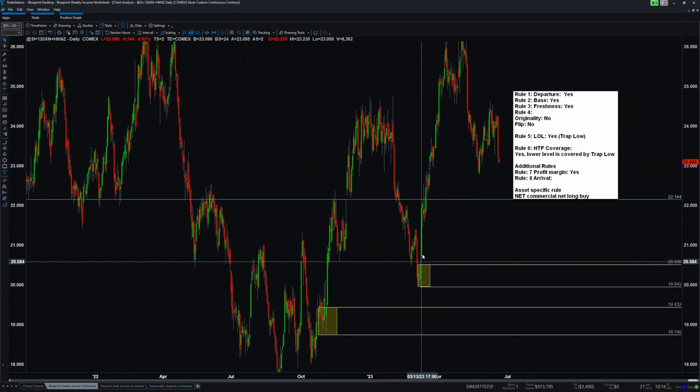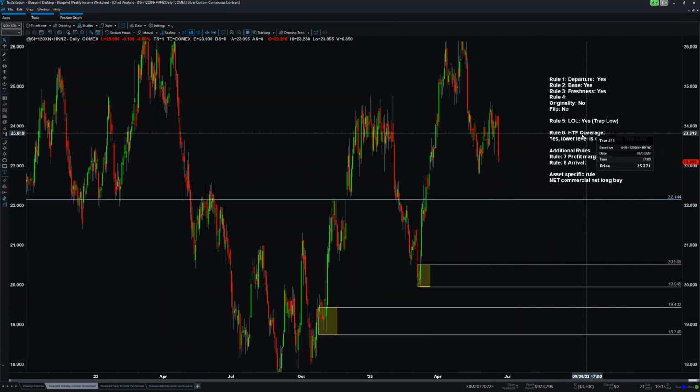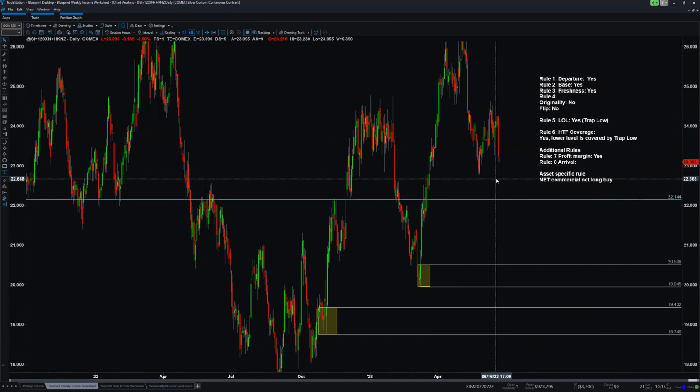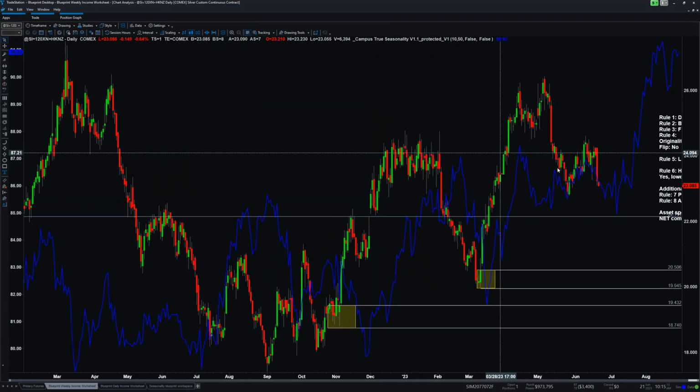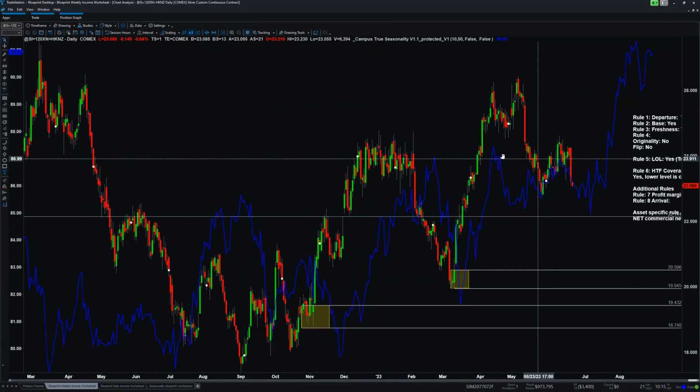Now, additional rules, profit margin, we're just eyeballing this, perfect, arrival we can look at yet. And now asset specific rule, if the net commercials go net long, we buy. So this is something we're just going to quickly check. But now, generally speaking, again, looking at our roadmap, what are we going to do?